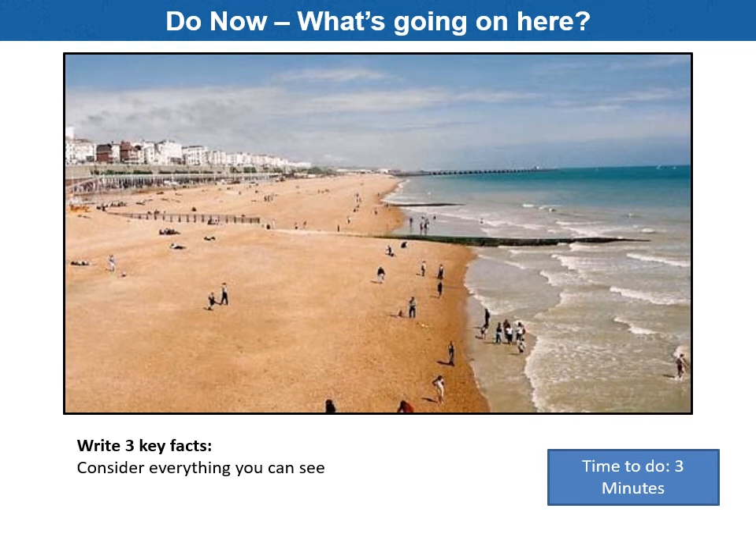We're going to continue looking at coastal processes and landforms in these lessons, and I'd like to start by having a look at this photograph. A beach, hopefully fairly clearly. I'd like you to, very simple task really, write what's going on here. Consider 3 facts and consider everything you can see. 3 minutes to do that. Pause the video now.